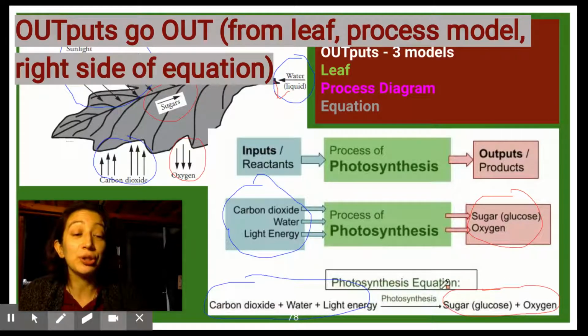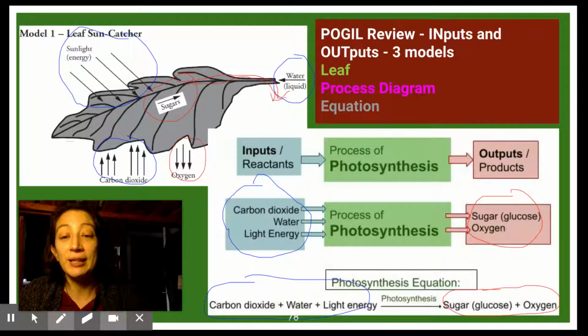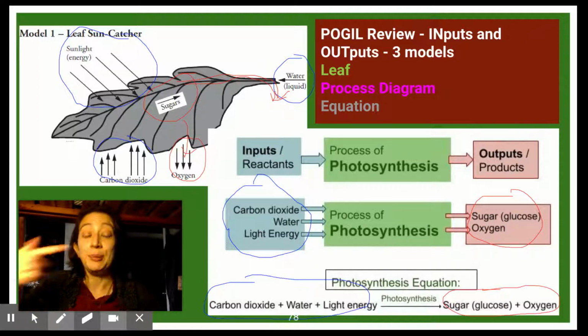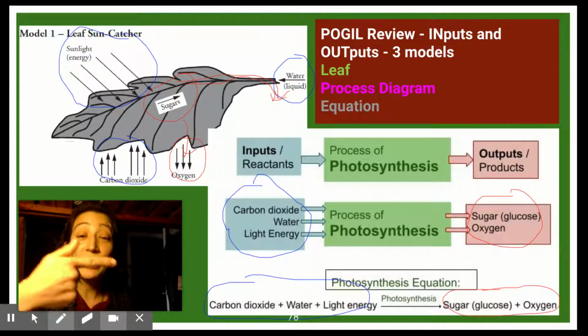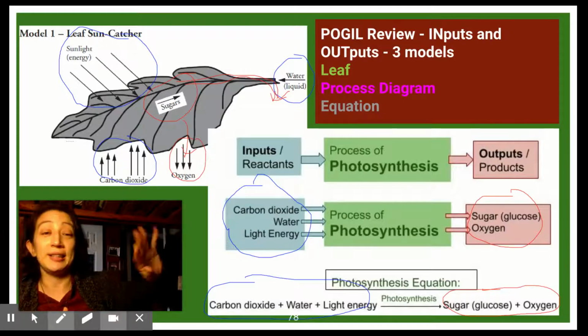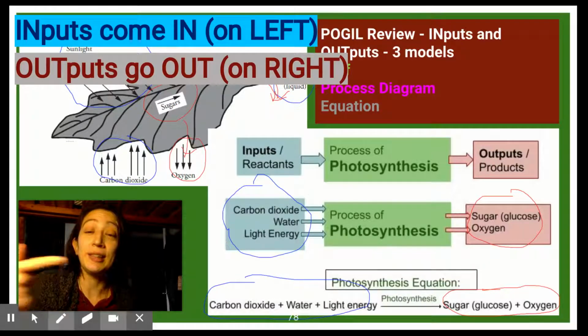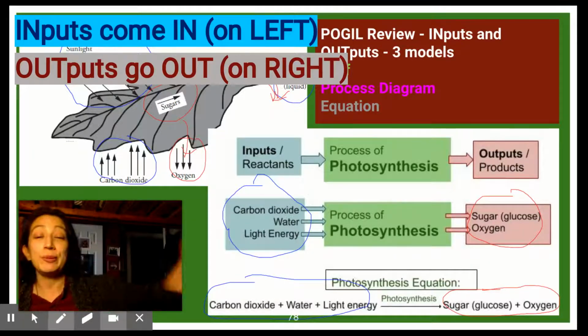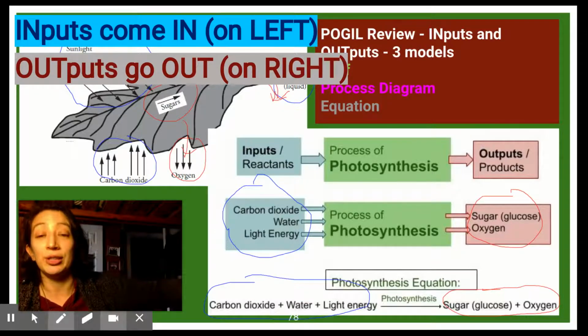Here are the outputs, sugar and glucose. Notice they are leaving. They're going out of the leaf. Sugar is going out of the leaf into the plant body. Oxygen is going out of the leaf and going into the air. So inputs come in on the left-hand side. I'm using my left hand. Outputs go out on the right-hand side. Do this with me. Inputs come in on the left-hand side of the equation. Outputs go out on the right-hand side of the equation.